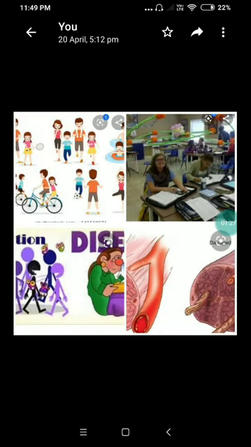Substance means it can be chapati, it can be rice, dal, fruit, chicken, anything you like to eat, from which we get energy for growth and development. Now, let's learn why food is important in our life.